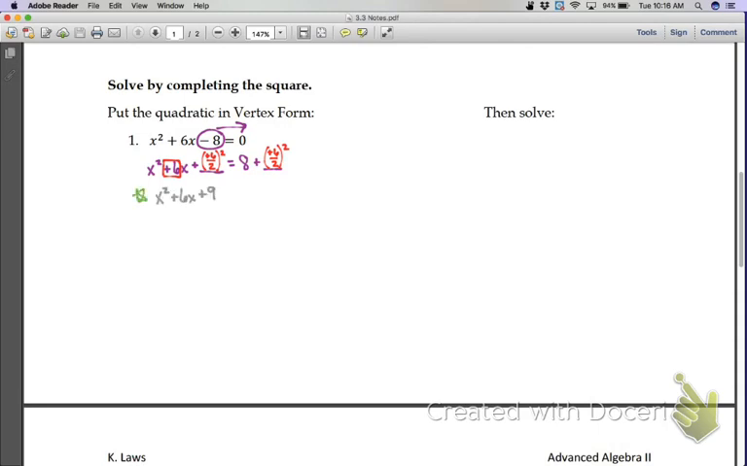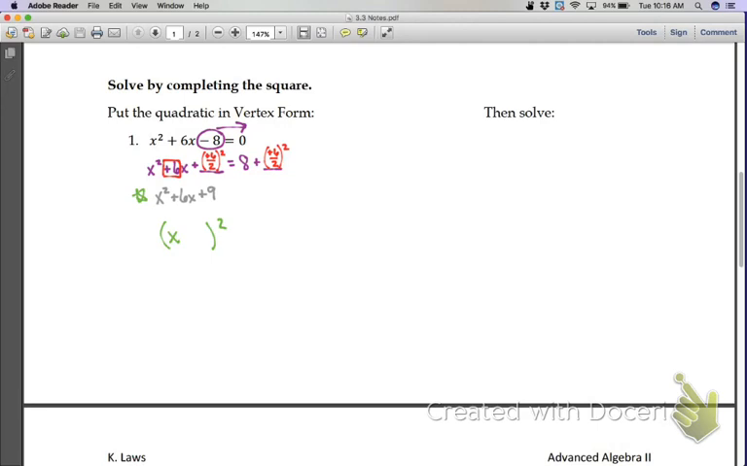I'm going to omit this step right here. You'll have some people that'll do that. That's fine. That's completely up to them. And if you want to do that, that's fine. But what I'm going to do is go ahead and turn this into a binomial squared.